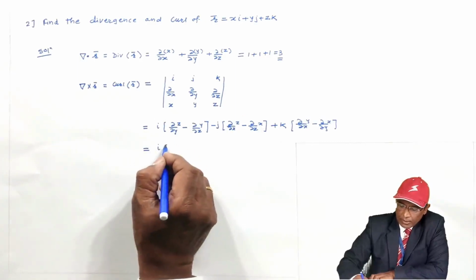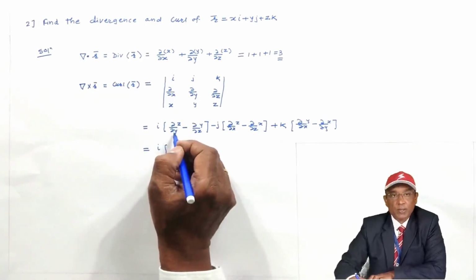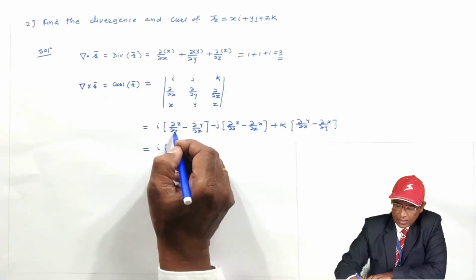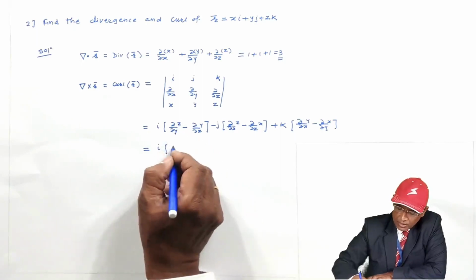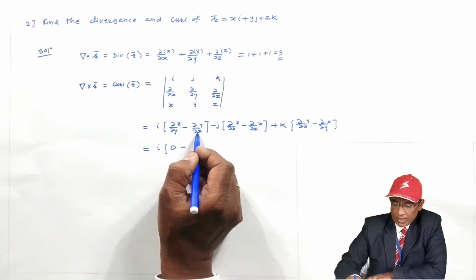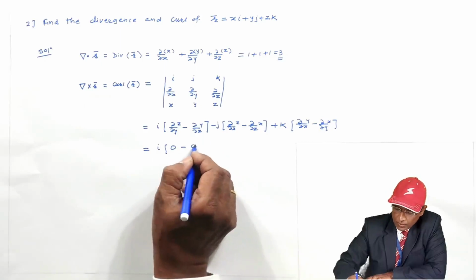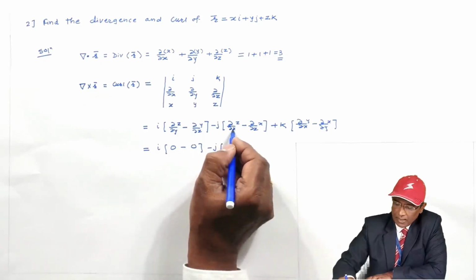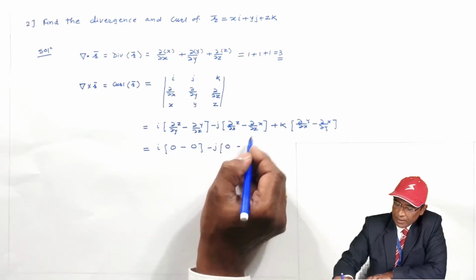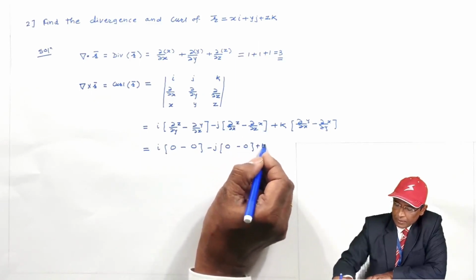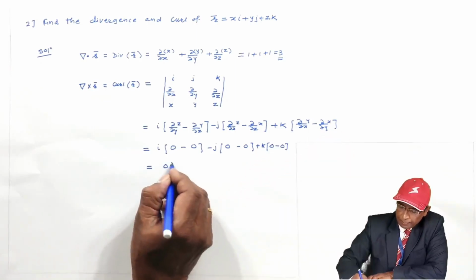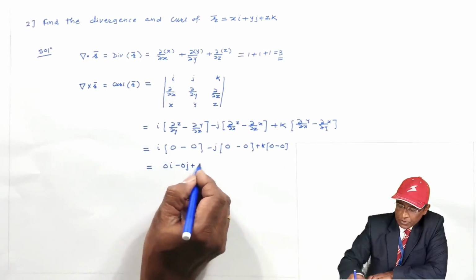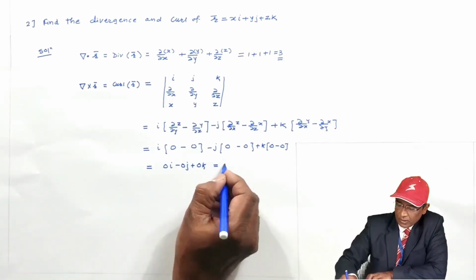Now, del y means partial derivative with respect to y, keeping x and z constant. z is constant, so the derivative of z with respect to y is 0. Partial derivative with respect to z, keeping x and y constant, derivative of a constant is 0. Partial derivative with respect to x, keeping y and z constant, the derivative of a constant with respect to x is 0. Similarly here. So we get 0i minus 0j plus 0k. This is the zero vector.